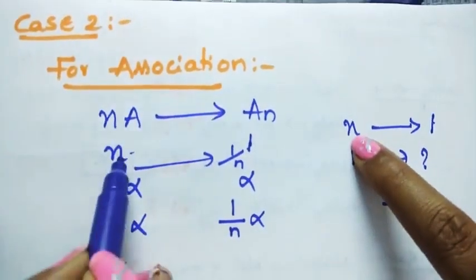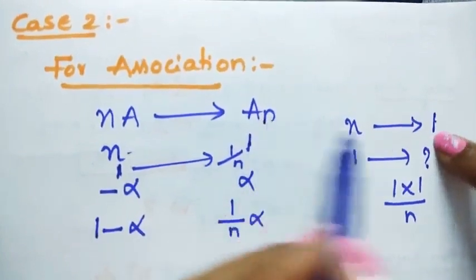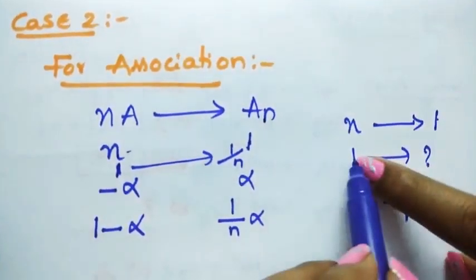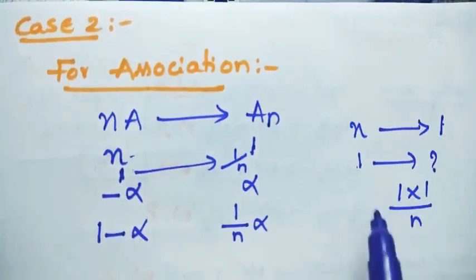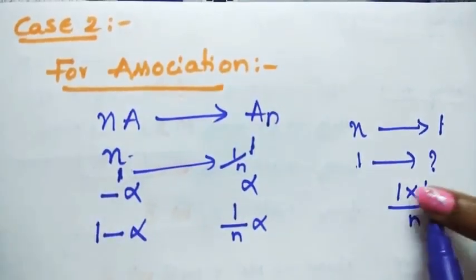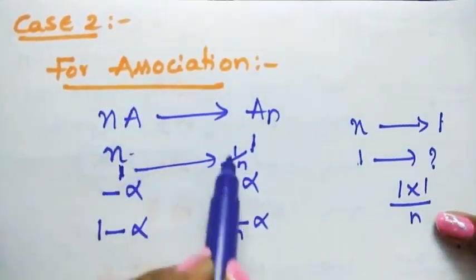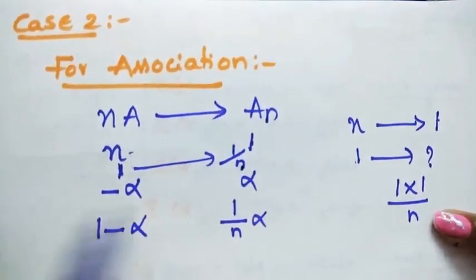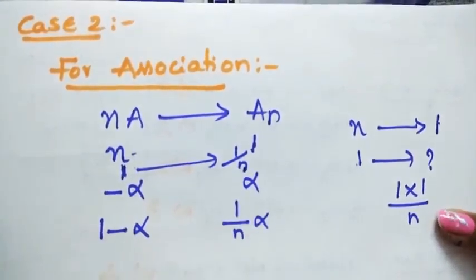Initially it is n moles. It is forming 1 mole. n moles gives 1 mole. Then 1 mole gives how many moles? Then do the cross multiplication. You get 1 by n. Meaning 1 mole of A is forming 1 by n moles. This is the degree of association.